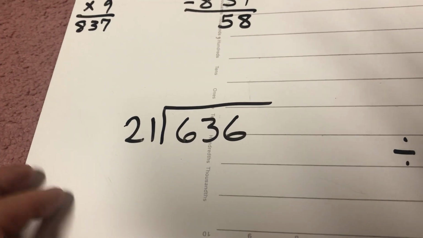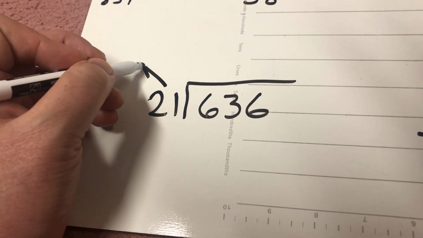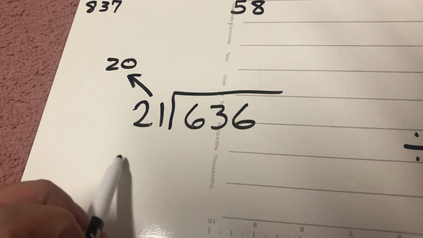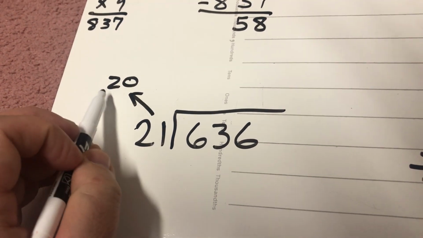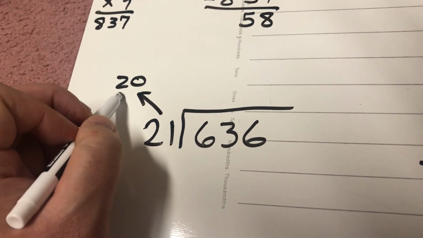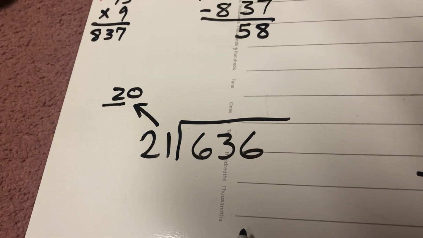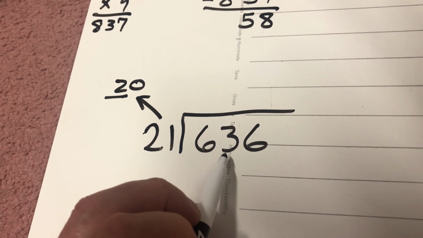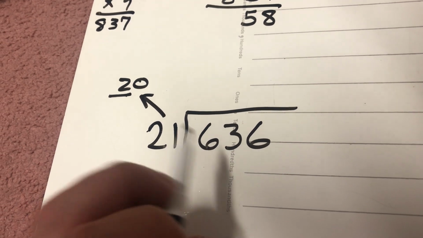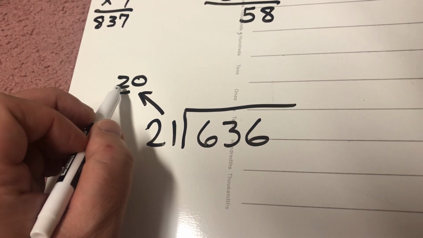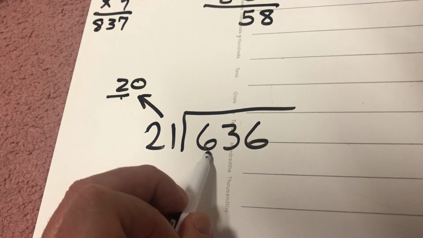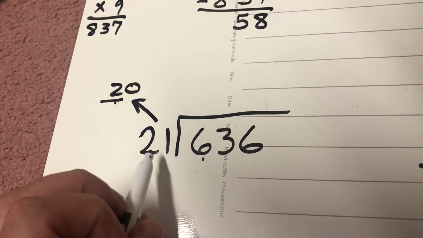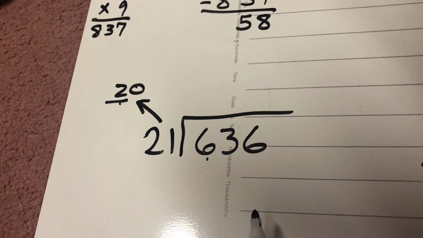636 divided by 21. Well, once again, I'm going to round this to the greatest place value. 21 is going to become 20. The 1 tells me to round down, so the 2 stays a 2. I'm going to think about the smaller number 2. And I know that 21 can't go into 6, but I do know that 21 can go into 63. And I'm going to think that the number of times that 2 can go into 6 is the same or very close to the same number of times that 21 can go into 63.